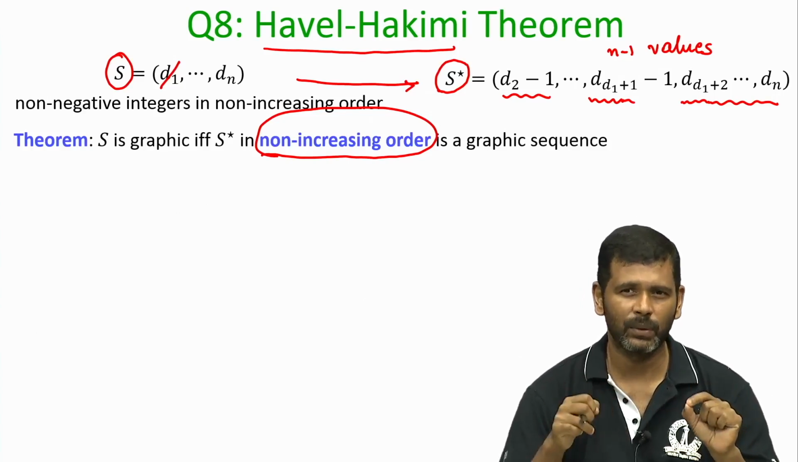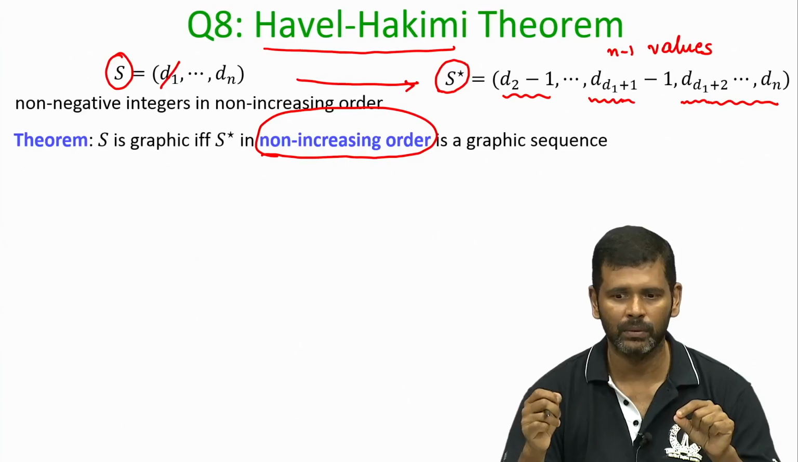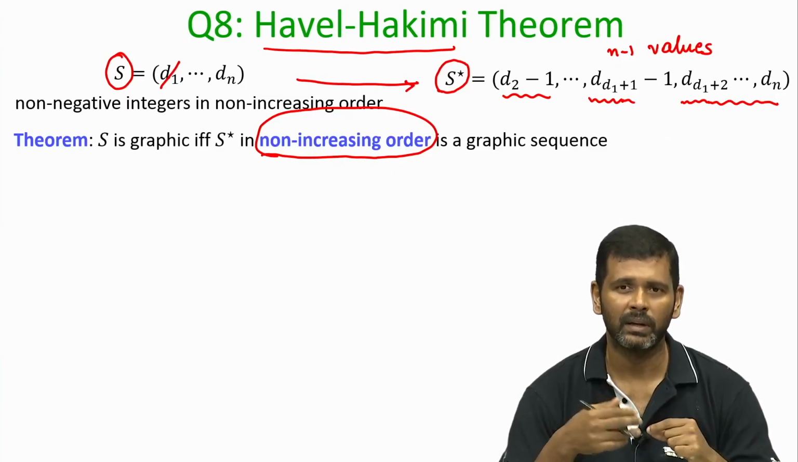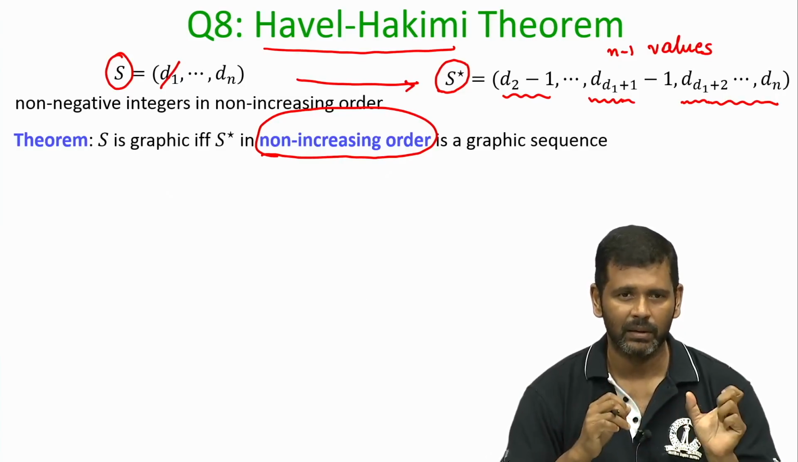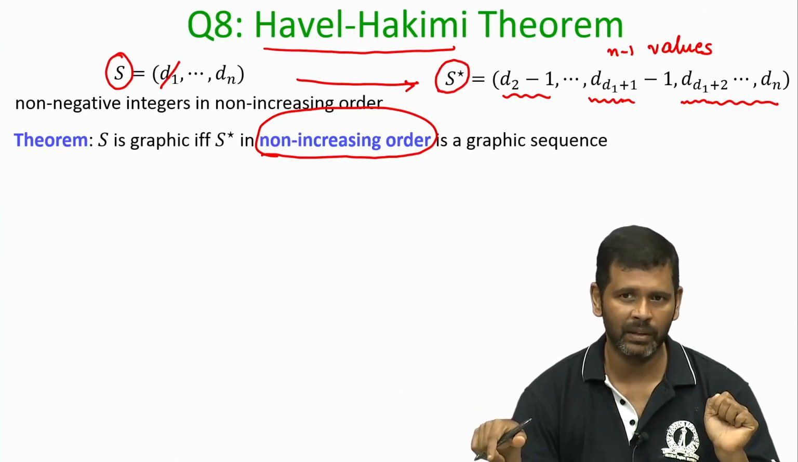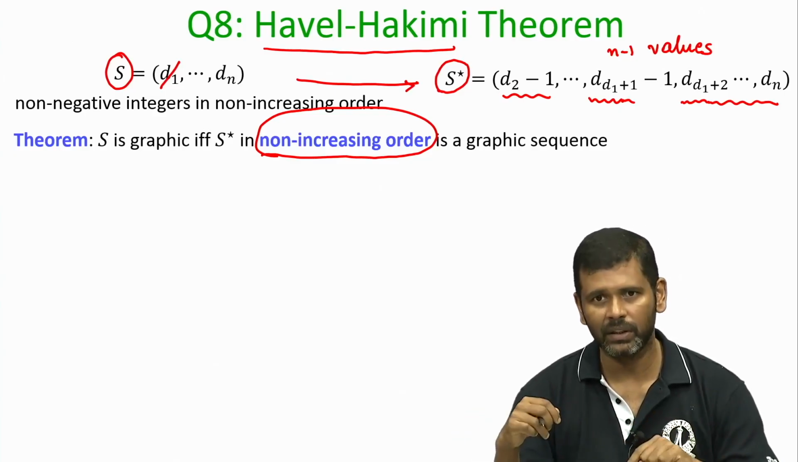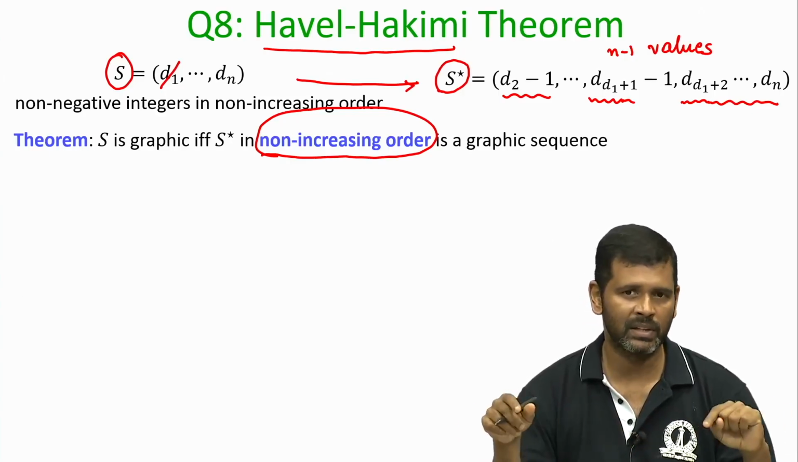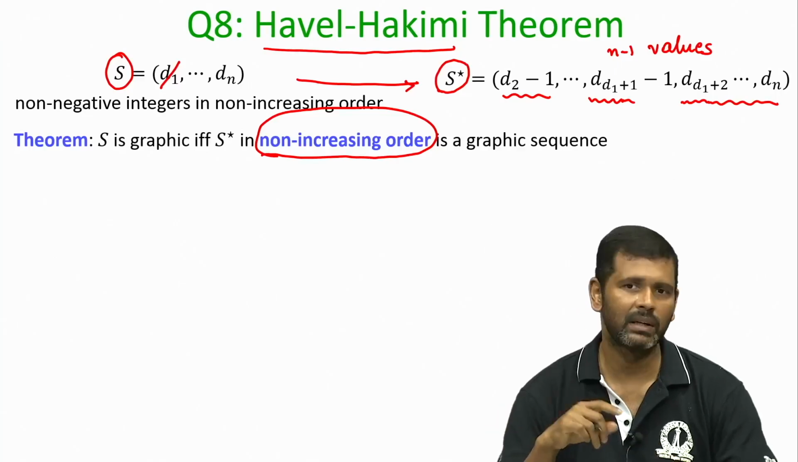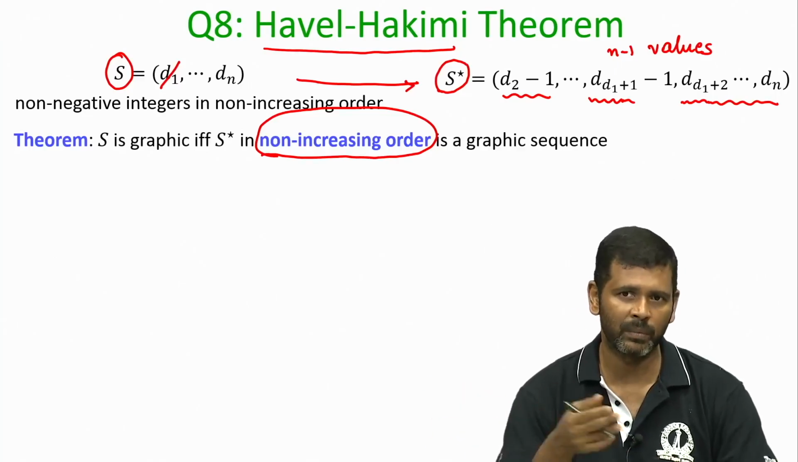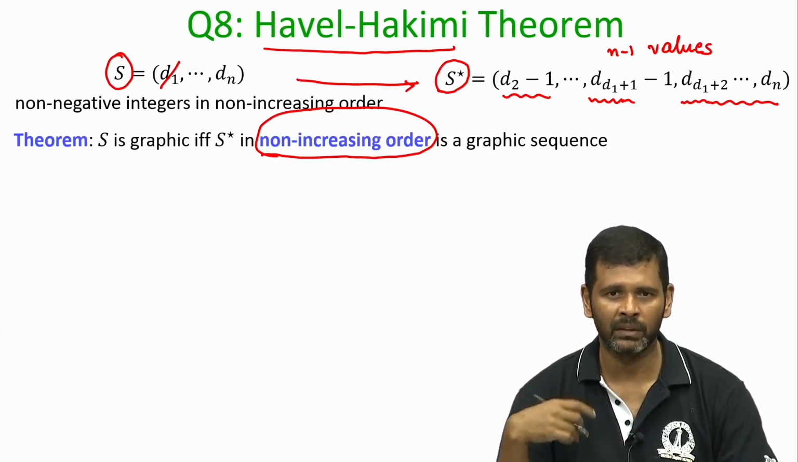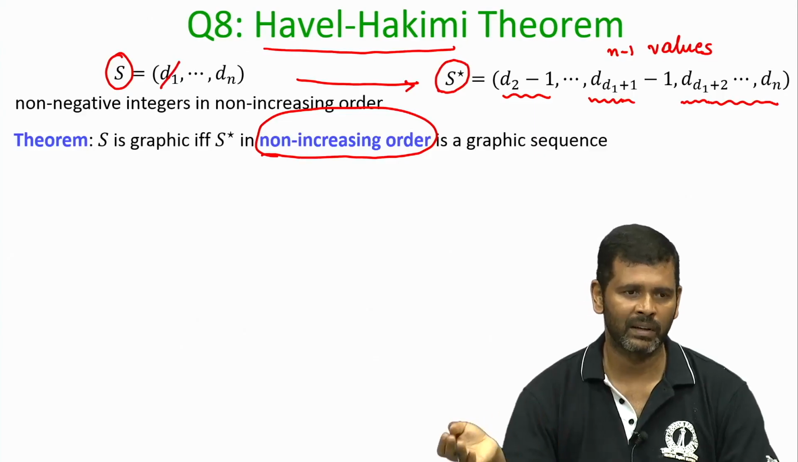Now this reduced sequence S star can be further reduced to n minus 2 degrees, where I remove the first degree from S star, and to compensate for that I subtract 1 from the next few degrees. Then the next reduced sequence is again arranged in a non-increasing order, and we can verify whether that sequence is a graphic sequence or not. I can keep on repeating this process, keep on decreasing my sequence till I obtain a very short sequence which I can very easily verify whether it is a graphic sequence or not.